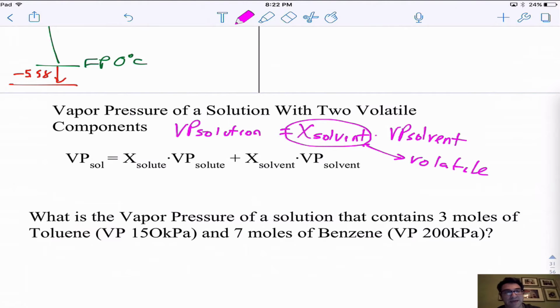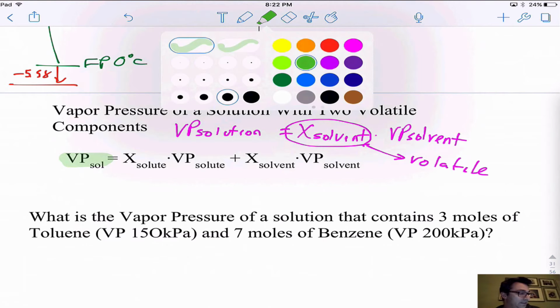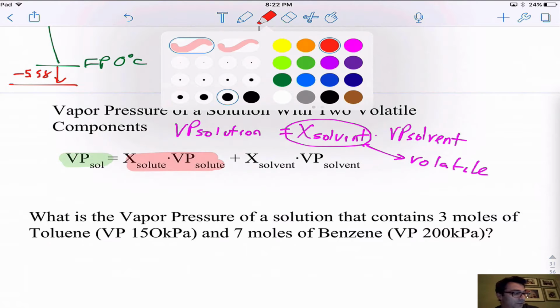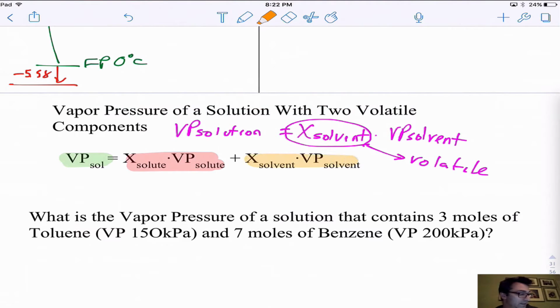But here what we have is a situation where the vapor pressure of the solution that we have is equal to two parts. The first part is the solute that is volatile, and I'm going to highlight that in red. And then we have the component of the solution, which is the solvent that is volatile. And so we actually have two volatile parts. What this basically means is that both the solute and the solvent are evaporating.